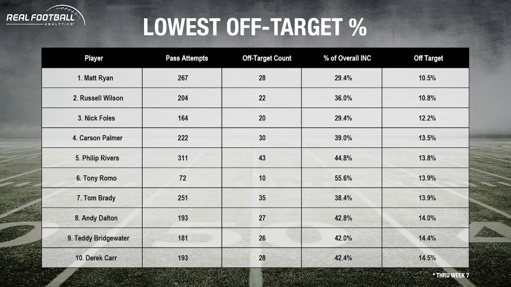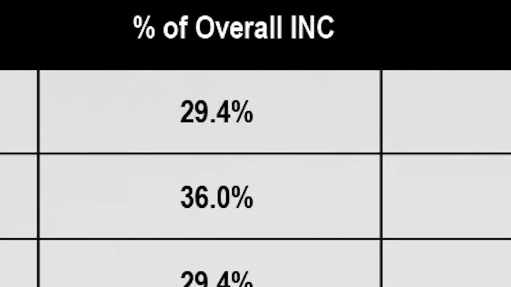So let's take a look at the top quarterbacks in terms of lowest off-target throwing percentage for the first 7 weeks of the season. Before we get into the specific numbers and players, let's take a look at two of the specific columns. First off, on the right-hand side, you see percentage of overall incompleted passes. This is all overthrows, underthrows, and wide throws as a percentage of all incompletions.